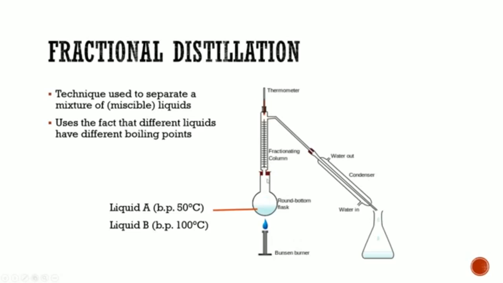It's just going to go up and up until the top part is 100 degrees, in which case it can go down this path here and get condensed by the condenser and again liquefy into the flask. Okay, so that is how fractional distillation works.